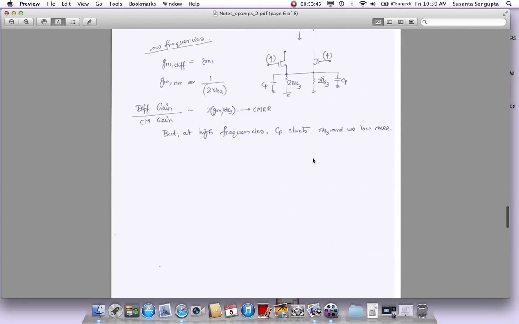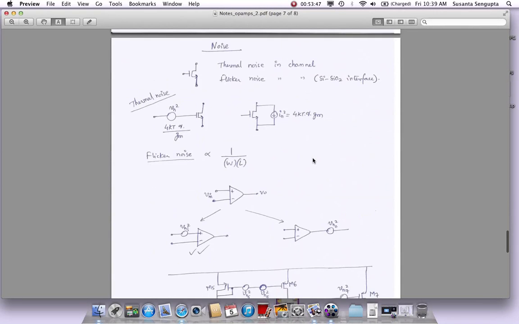So this is CMRR. Then next we go to the portion of the noise. This noise is actually very, at least when I was in school, in college, very confusing. And every time I went through this, it only confused me more.